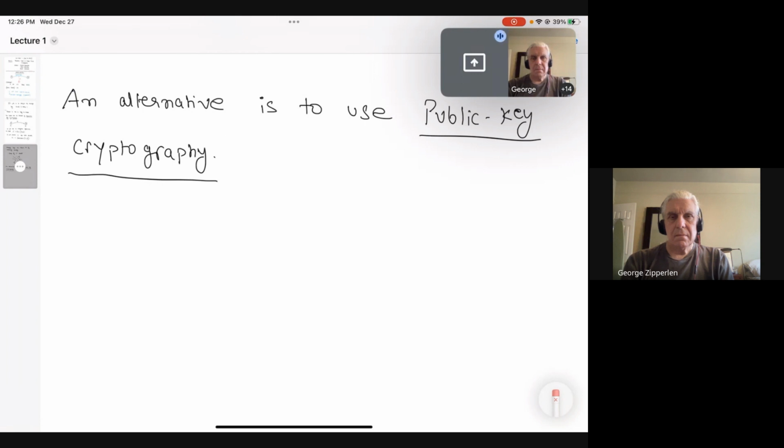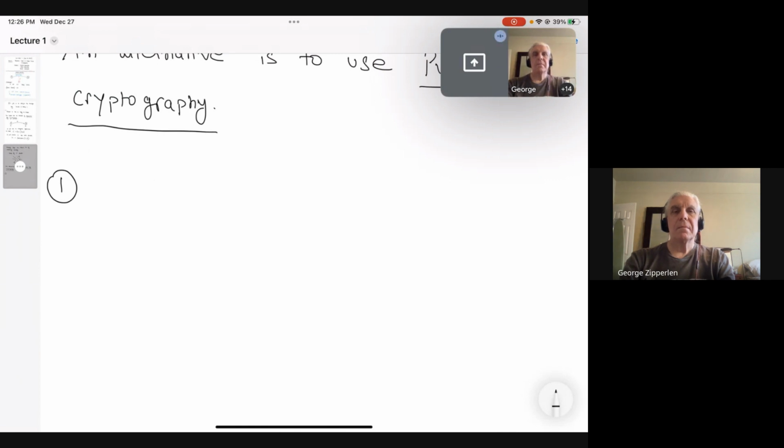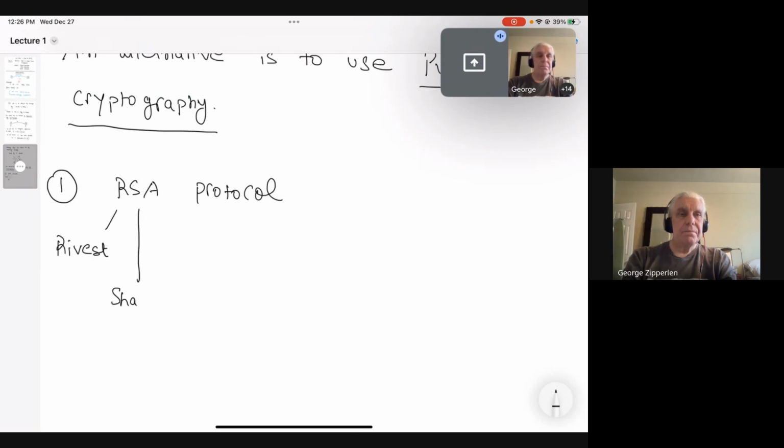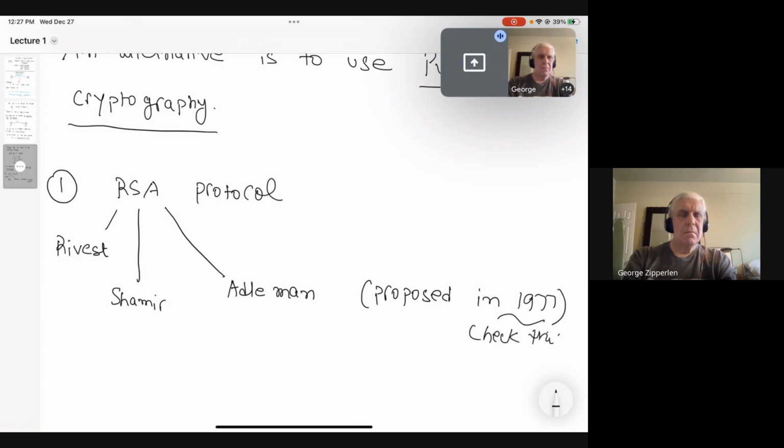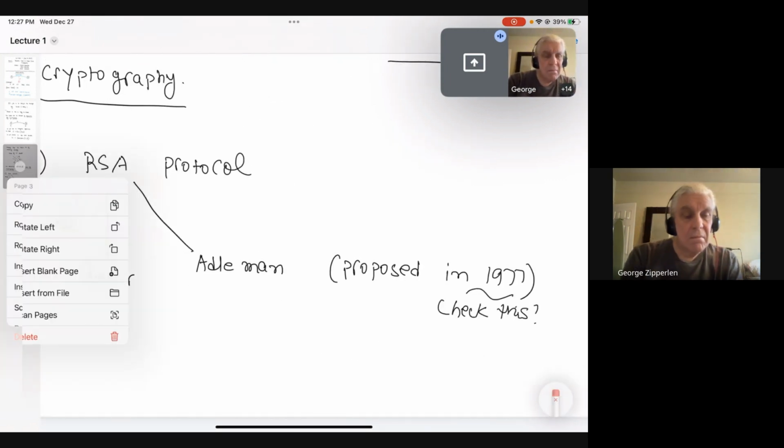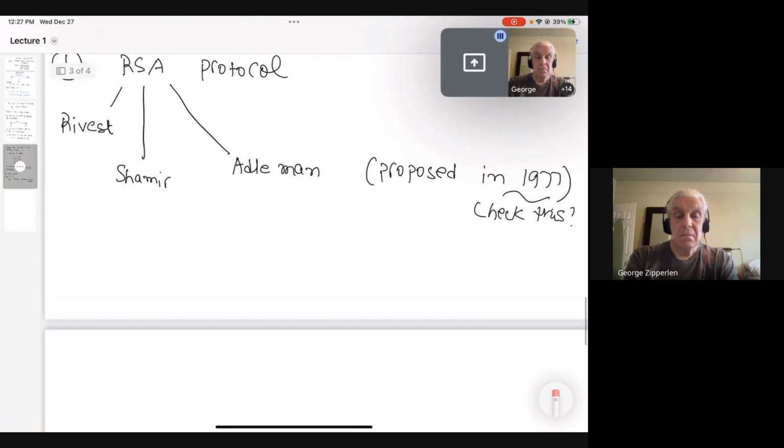So let's directly start with seeing some examples. First is the RSA protocol. It's actually named after the people who invented it: Rivest, Shamir, and Adleman. I think it was proposed roughly around the 1970s. I'm speaking this from memory, but I think this was proposed in 1977. This might be wrong, so please check it. Anyway, this was proposed way back in 1977, and it is quite widely used.